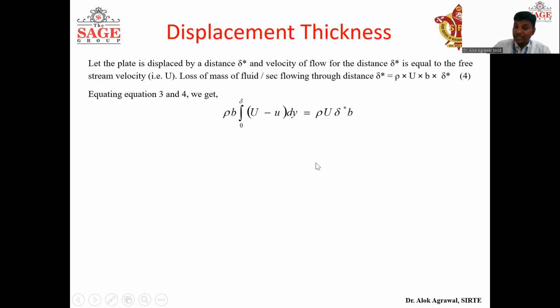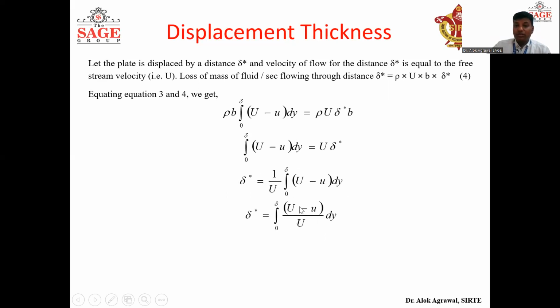Then we have to calculate delta star, so we have to keep delta star on one side and the rest of the terms on the other side. Now this is the formula for displacement thickness that we are going to use in numericals. If we solve it further, we get delta star is equal to integration 0 to delta of (1 minus small u by capital U) dy. So this is delta star, that is the displacement thickness.